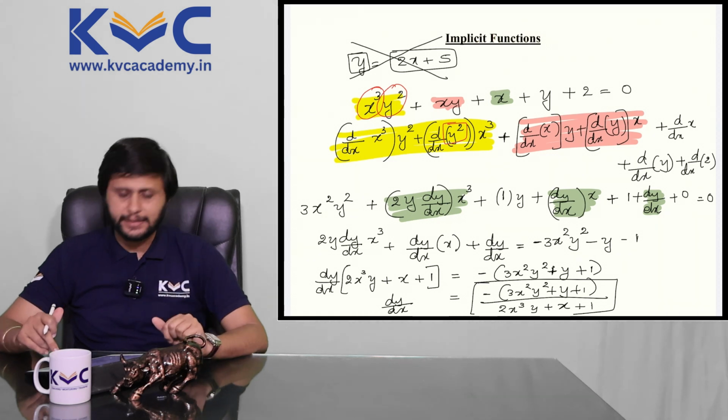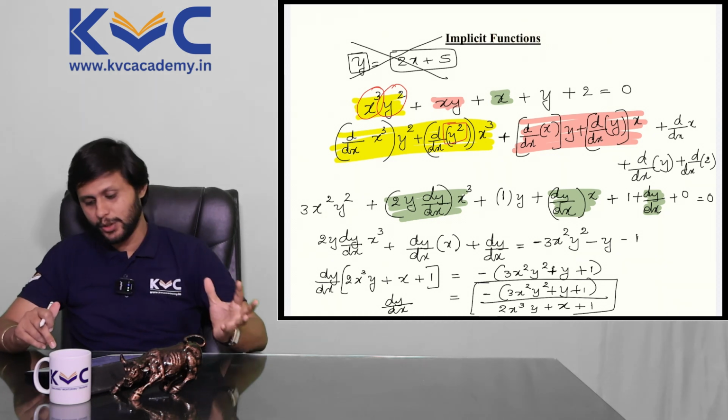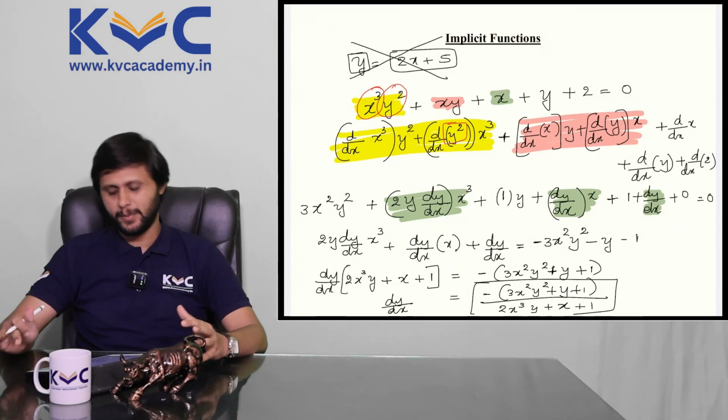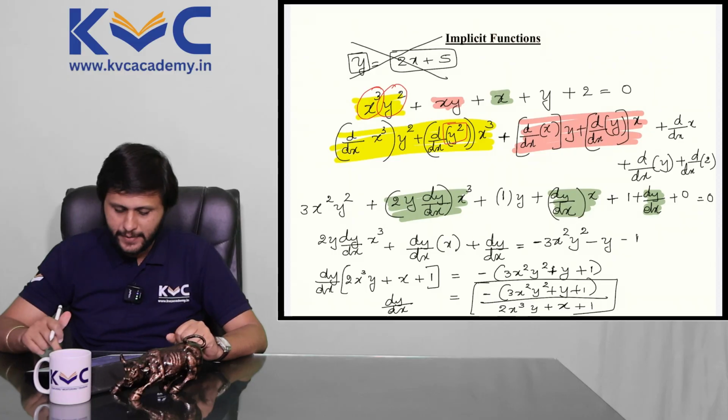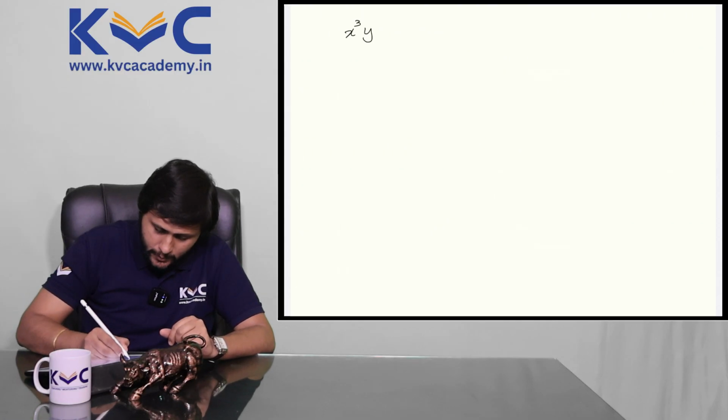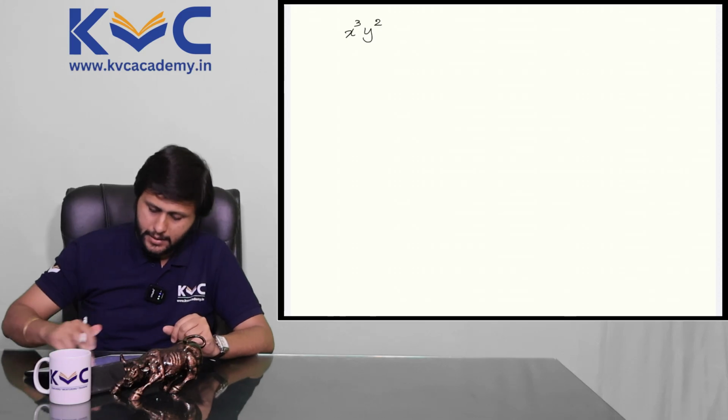Now let me rewrite this question, and I'll teach you a shortcut method because this definitely looks a little complicated. Correct? You'll be like, oh, but who will do so much for 1 mark? Now let me rewrite this question. X cube y square. We have x cube y square. Okay. And then what did we have?